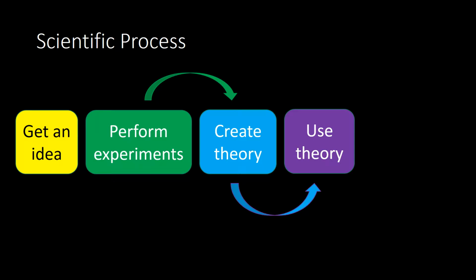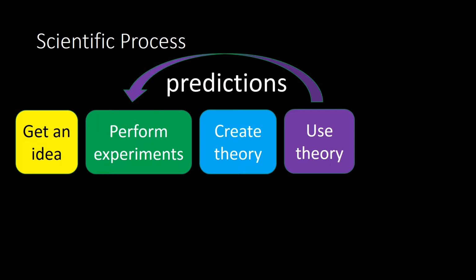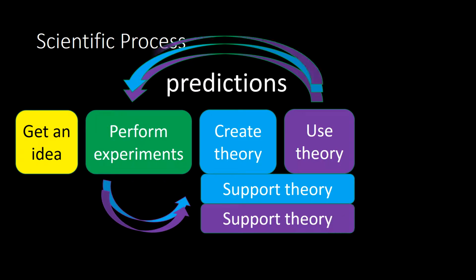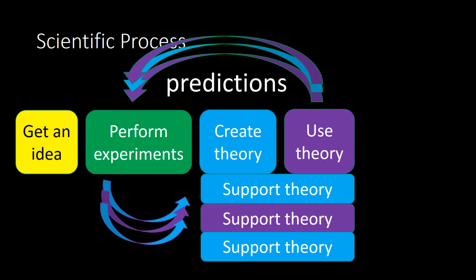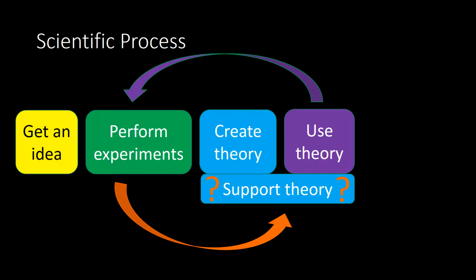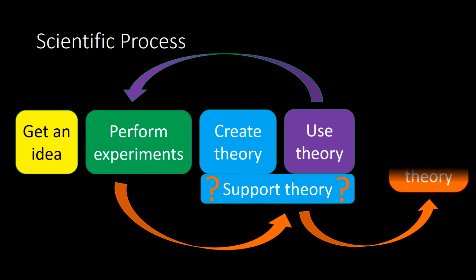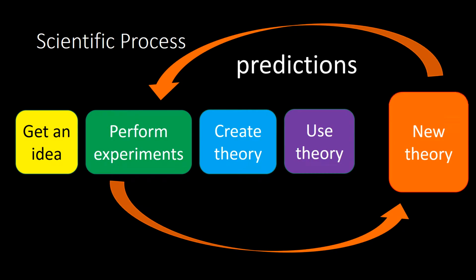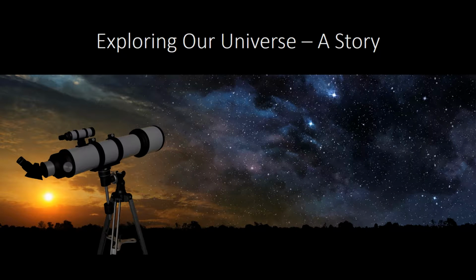Once scientists have created a theory, they will use it to learn more about the world around them. Scientists use the theory to make predictions, and then they perform experiments to test their predictions. Over time, they may amass quite a lot of evidence that supports the theory. Sometimes, however, the results of the experiments don't support the theory, and eventually the theory may need to be improved or even replaced. Then the same process starts all over again. We make predictions and compare them with the results of the experiments. This presentation tells the story of how we have used this process to learn a lot about our universe.